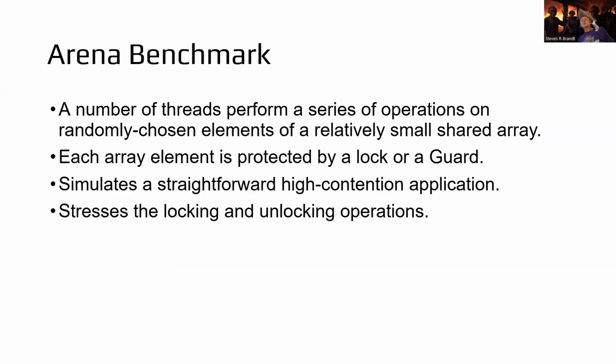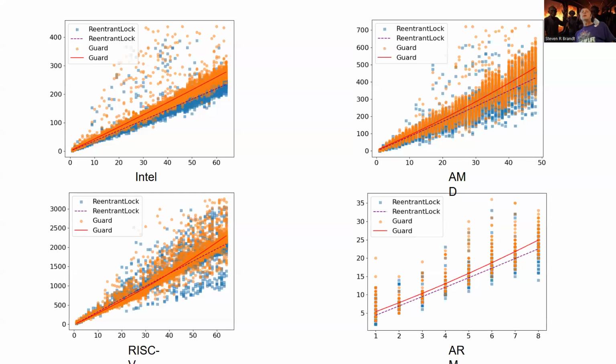We have an arena benchmark. So we have a bunch of threads perform operations on an array of elements, and a bunch of things come in there and just try to modify them at high contention, and stresses the sort of locking and unlocking type operations. And we compared reentrant lock to guard. I think higher is better on this graph. And it shows that there's a lot of noise in the workload, but generally speaking, we do slightly better than reentrant lock in this benchmark.